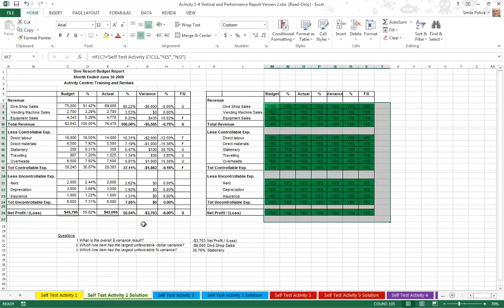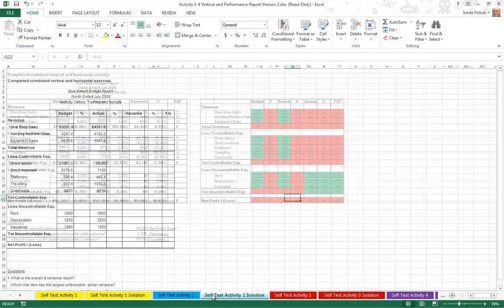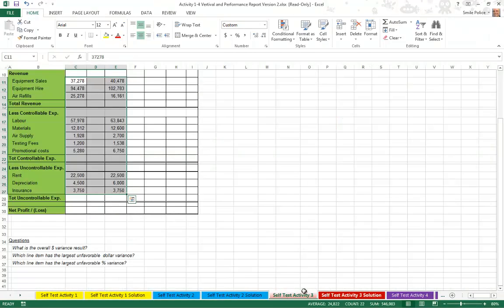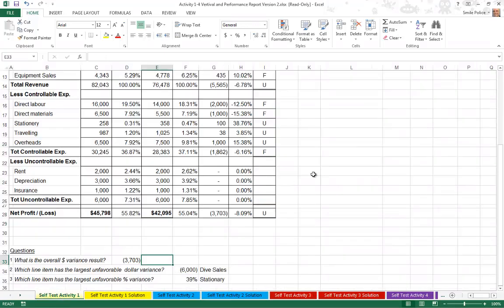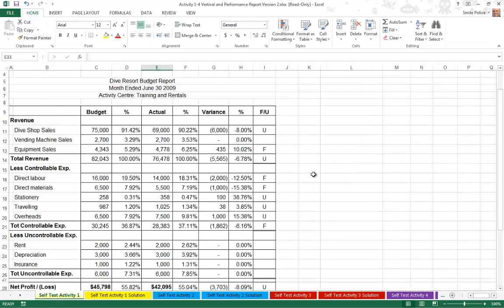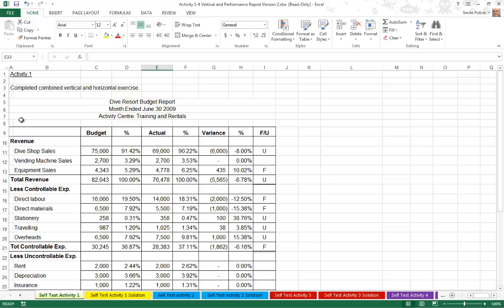So that's the activity. All the other activities are very similar, just to get you in the practice. So good luck, and I hope you enjoy doing these vertical and horizontal budgets. Thank you.